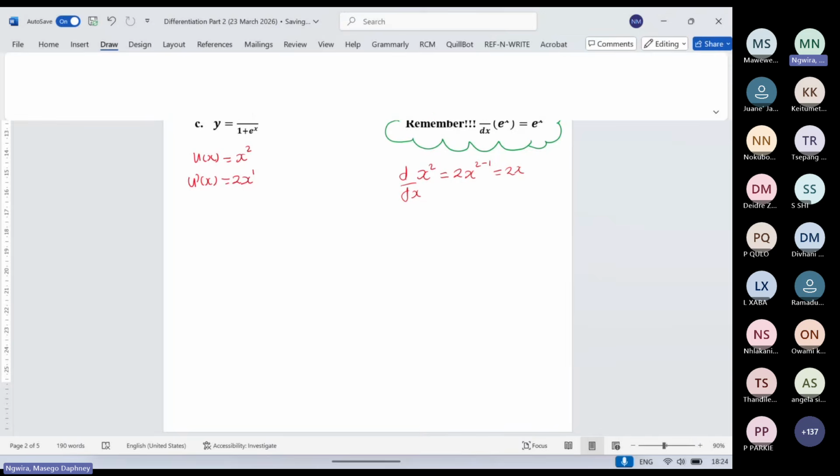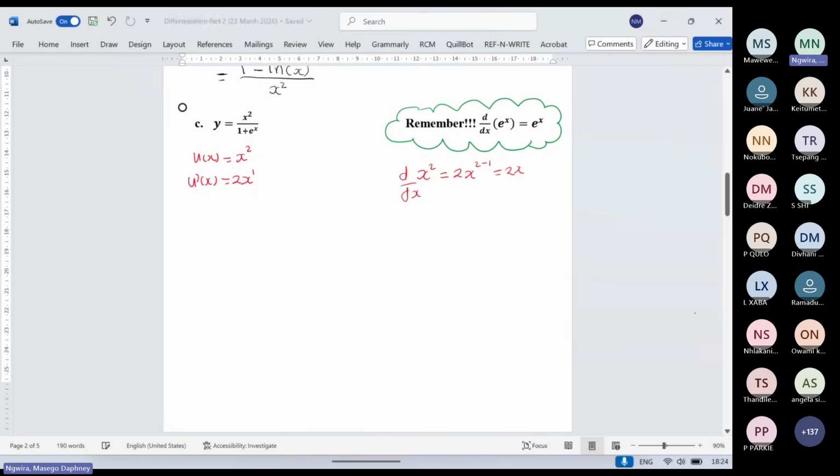And then now we're going to v. V is your denominator. My denominator, v of x, is 1 plus e to the power of x. Then now when I derive, the derivative of 1 is 0. Then plus, I said that the derivative of e to the power of x is e to the power of x. It doesn't change.